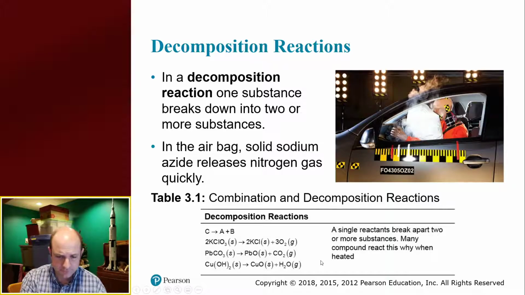Same here. It could go from compound to two elements. That's a little more rare, because it takes a whole lot of energy to decompose a simple binary ionic compound, but it could happen. If you just had something like sodium chloride, it goes to sodium plus chlorine. But these are what we often call special decomposition reactions, so we'll talk about them here in turn.